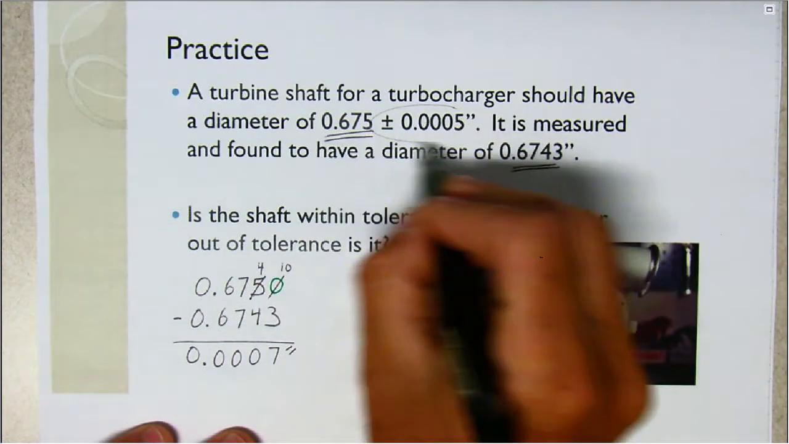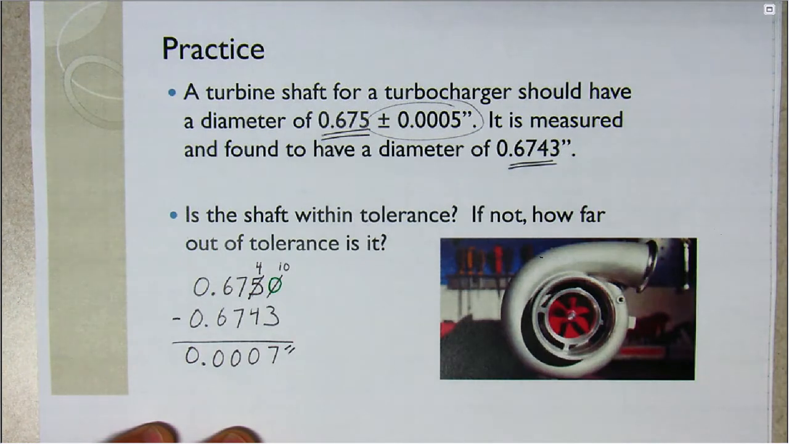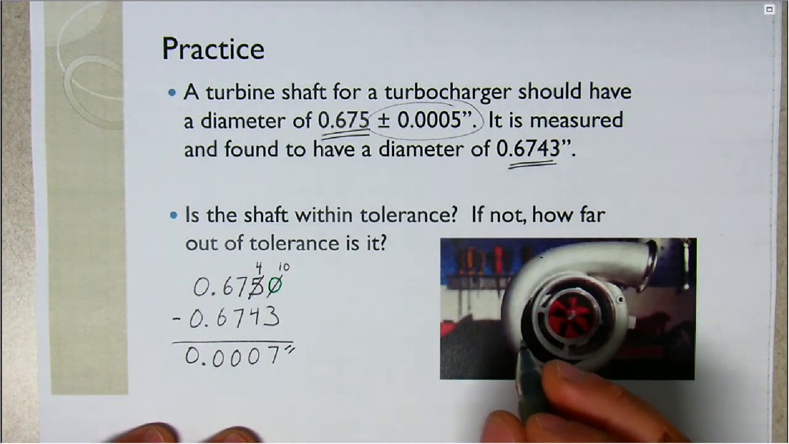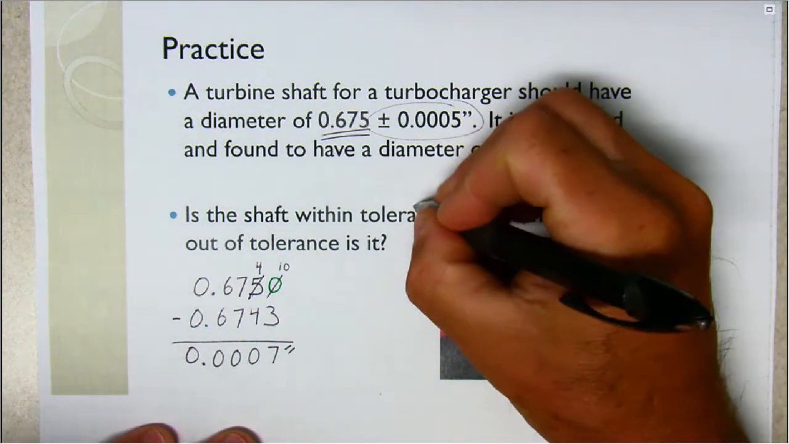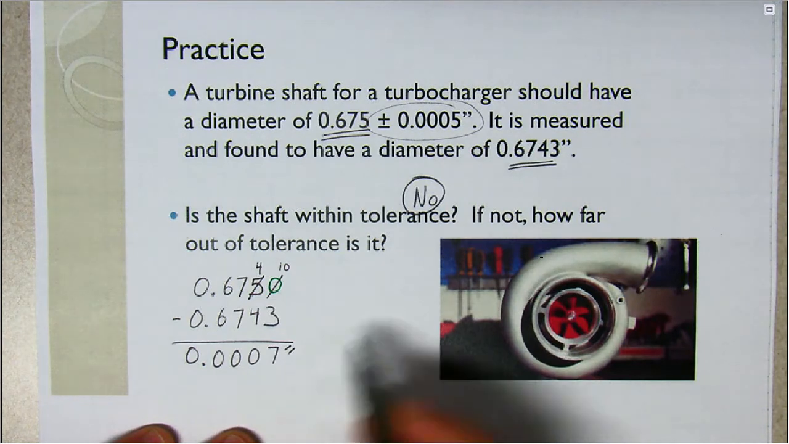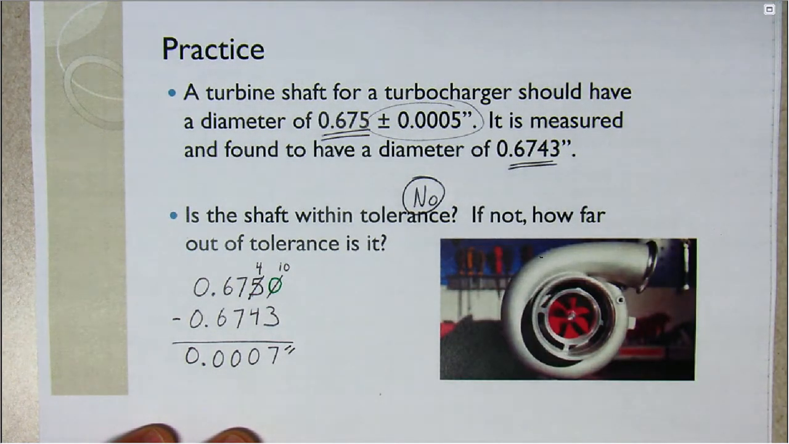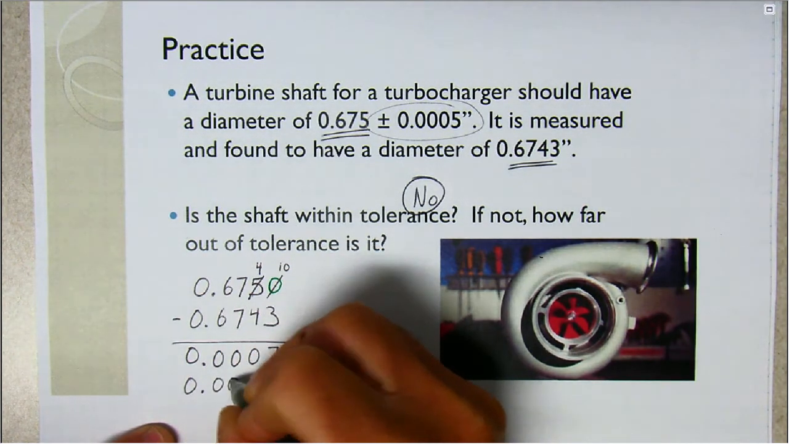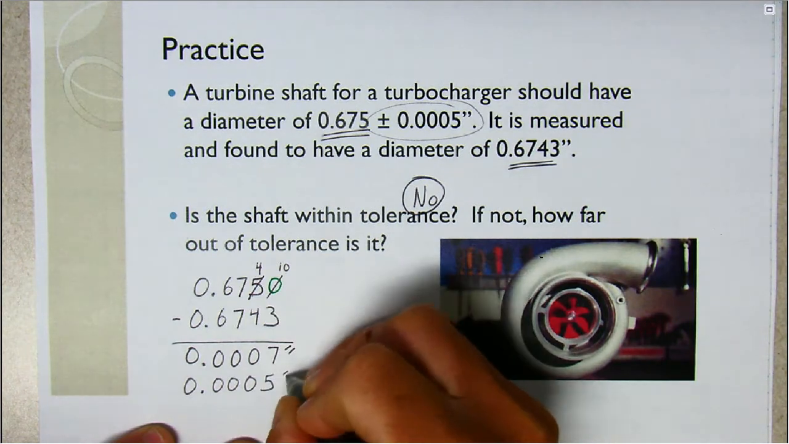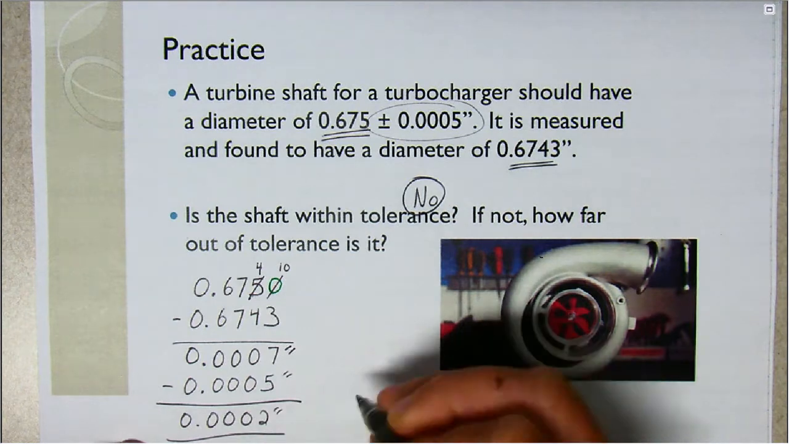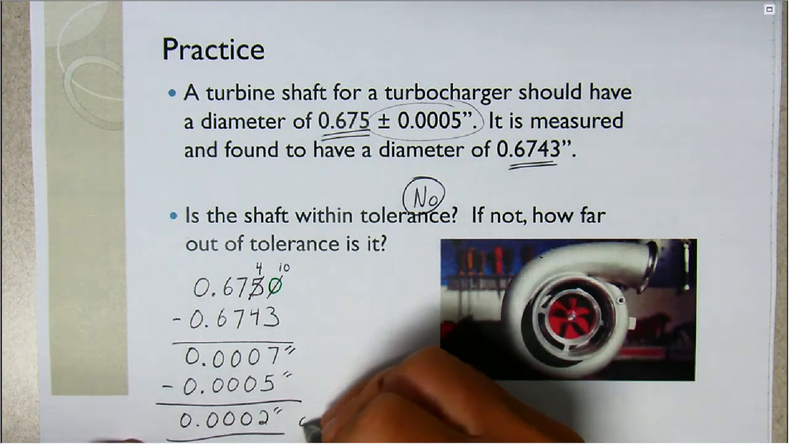But the tolerance was only 5/10,000ths, and so we're a little bit too far from the nominal value. And so is the shaft within tolerance? No, it's not within tolerance. We're 7/10,000ths off. We're only allowed 5/10,000ths. How far out of tolerance is it? Well, the first 5/10,000ths would have been okay. But it's pretty clear that we are 2/10,000ths out of spec.